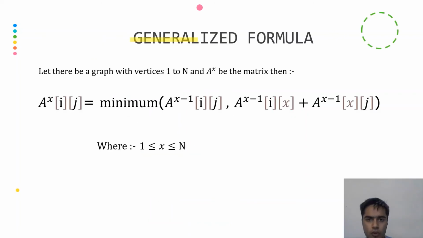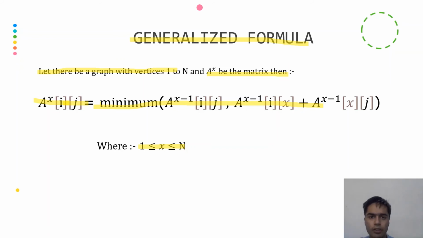The generalized formula of our approach: let there be a graph with n vertices numbered from 1 to n and Ax be a matrix. Then any element in this matrix, let's say Ax i, j, can be determined by finding the minimum between Ax-1 i, j and Ax-1 i, x plus Ax-1 x, j. And whatever be the minimum of these two values is going to be considered for this element. The value of x here ranges from 1 to n, and if x equals n, then we can say that we have reached our final matrix.